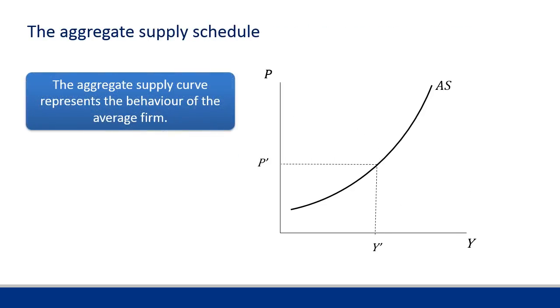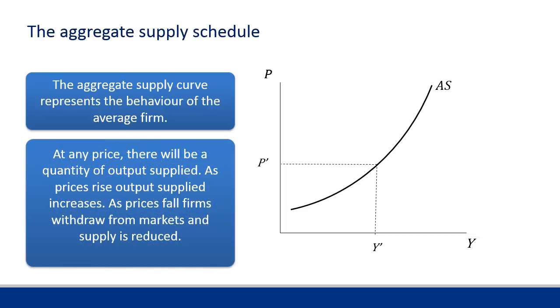The aggregate supply curve represents the behavior of the representative firm. Notice that the aggregate supply curve is upward sloping as opposed to the aggregate demand curve, reflecting the fact that at higher prices more firms are willing to come into the market, and so higher prices means higher output supplied. In a similar way, if the price level falls, then firms withdraw from the market and supply is reduced.